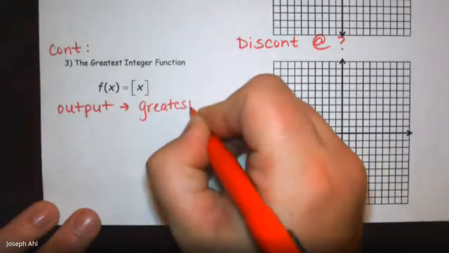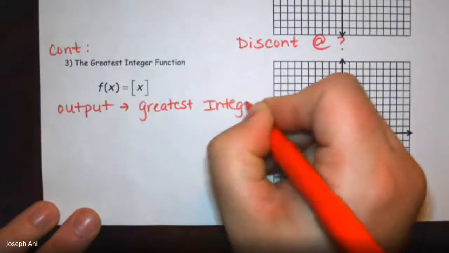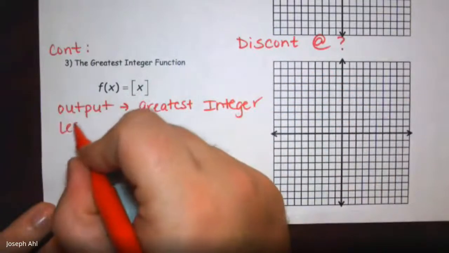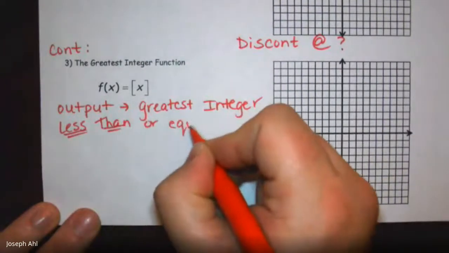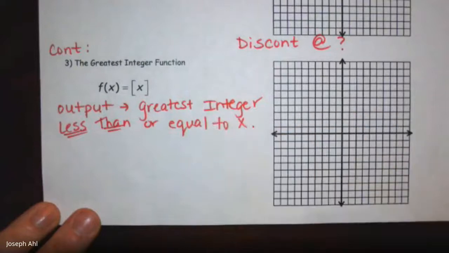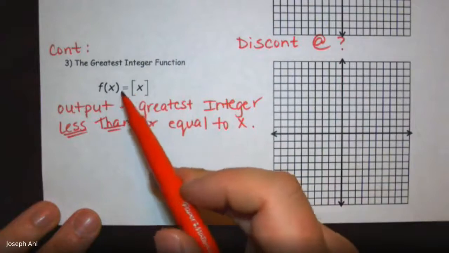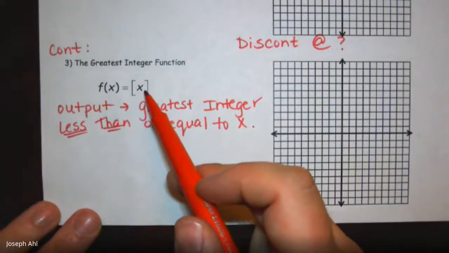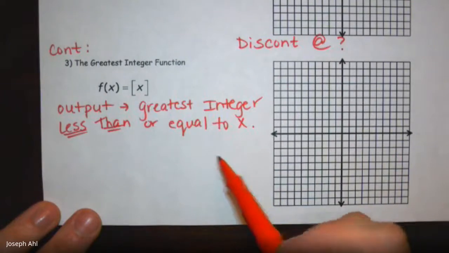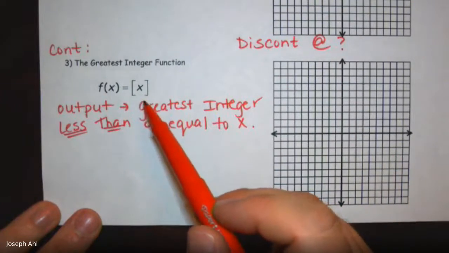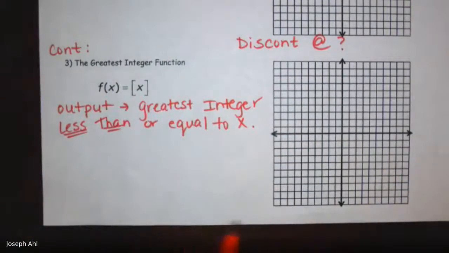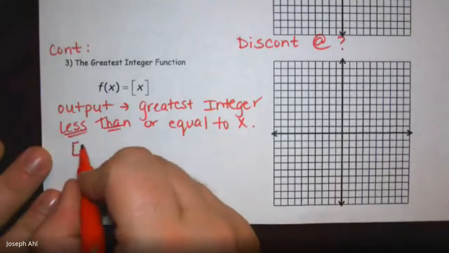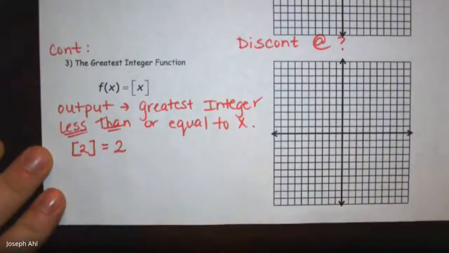What's returned is the greatest integer less than or equal to x. That's how the greatest integer function is defined. So when you plug in integers, the output is that integer. But if I plug in a non-integer, it returns the greatest integer that is less than what you just substituted in. For example, if I plug in 2, which is an integer, the output is 2.